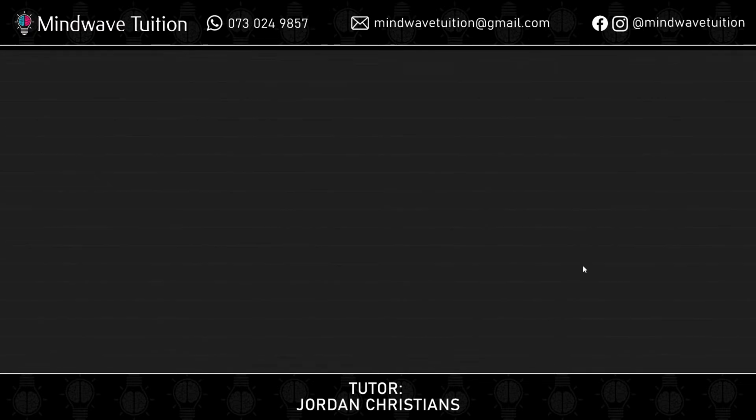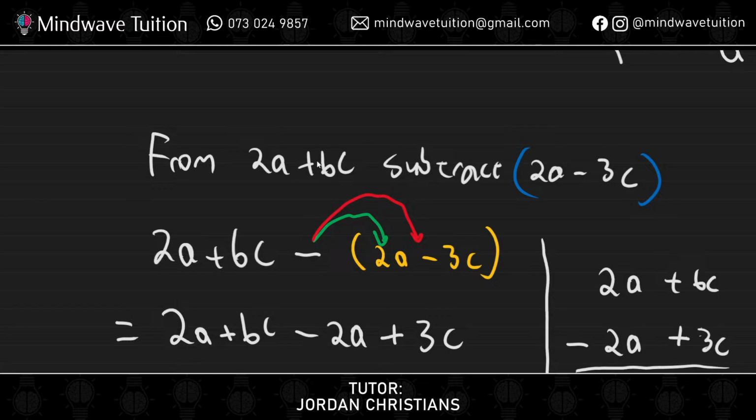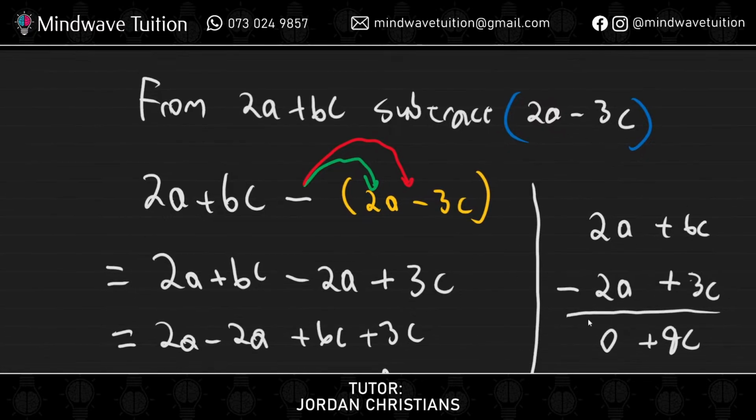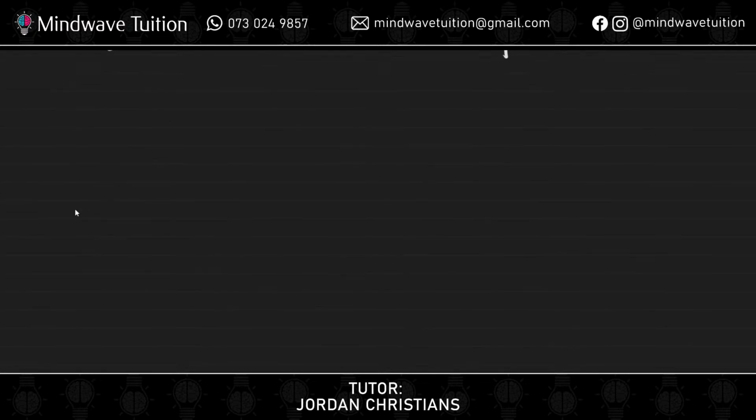So another example. Oh, and again, the wording: from 2a plus 6c subtract 2a minus 3c. So from 2a, which means we start with 2a. So always take note of the word from. Always start from. So another example, 7p.